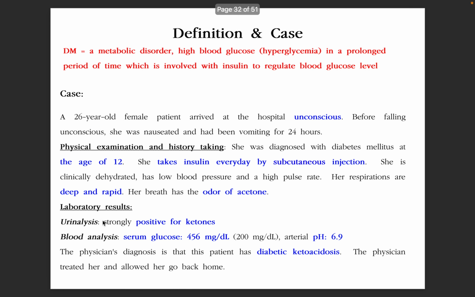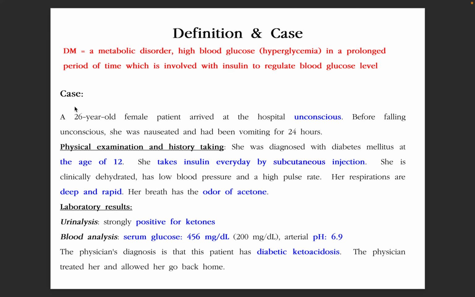Let's start with the definition of DM, which is one of the most frequent metabolic diseases characterized by a high level of blood glucose, so-called hyperglycemia, for a long period of time. This disease is directly involved in one of the hormones regulating blood glucose level, known as insulin.